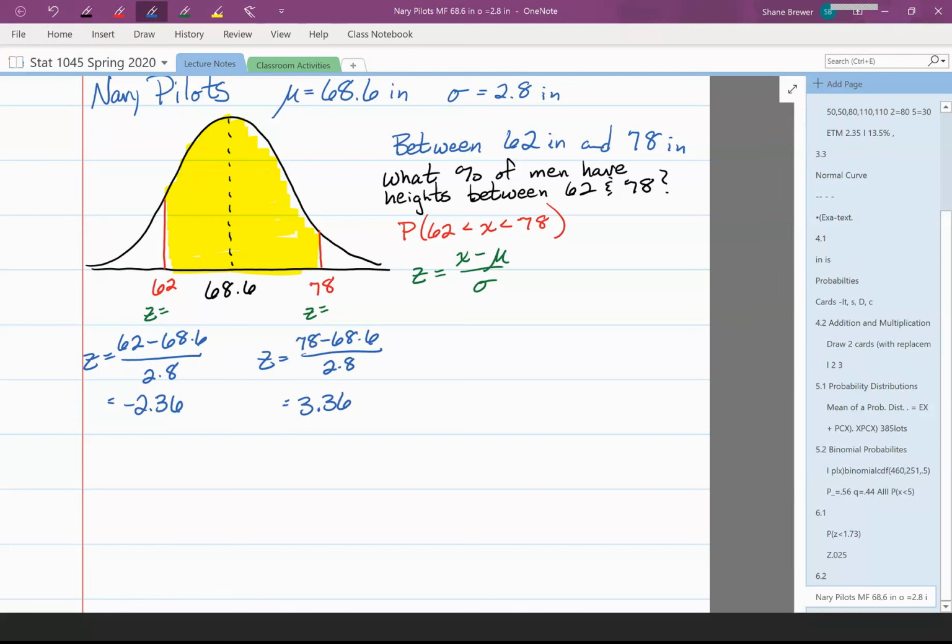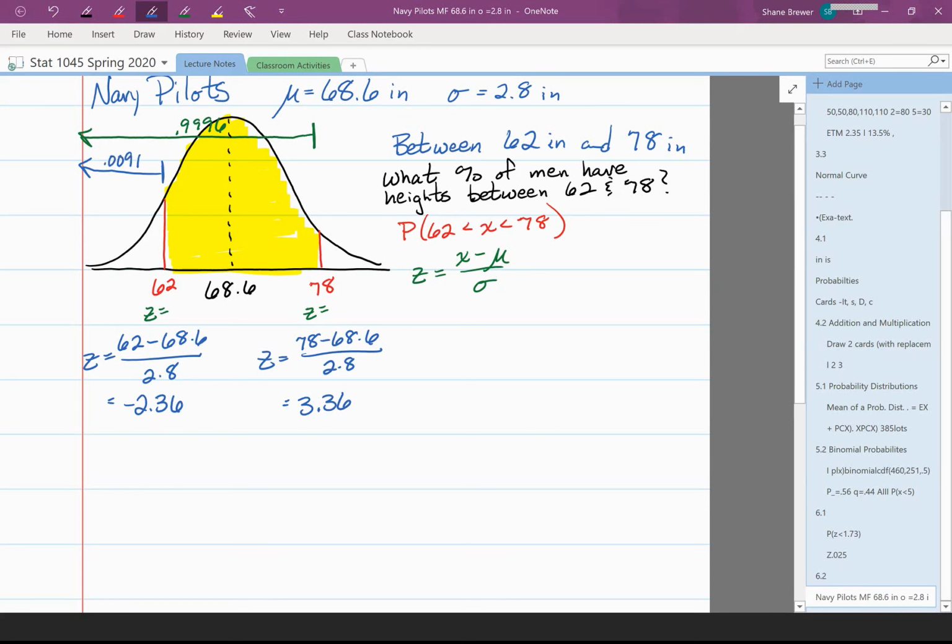If we remember how we do this, if we're finding the area between curves, the first thing we do is find the area to the left of the rightmost boundary. We just use the table to find that area. Of course, we look up 3.36 in the table, and that gives us 0.9996. That's the area from there to there. And then we use the table to find the area from there to there, this time with negative 2.36. And that's going to be 0.0091.